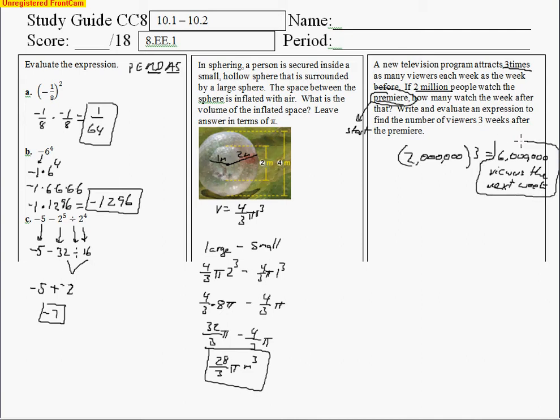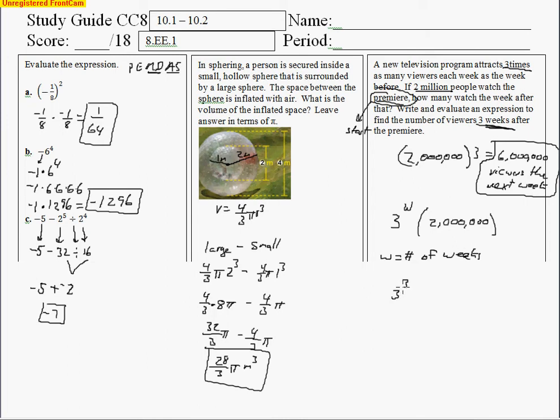Now let's take a look at the next part. It says how many watched the week after that. So we did that. Write and evaluate an expression to find the number of viewers 3 weeks after the premiere. So we're going to have 3, because it gets bigger by 3 times each week, raised to the number of weeks times 2 million, the starting point. And I'll say that W equals the number of weeks. And so that's an expression that I can use to evaluate this where they're finding out after 3 weeks how many people are going to be watching.